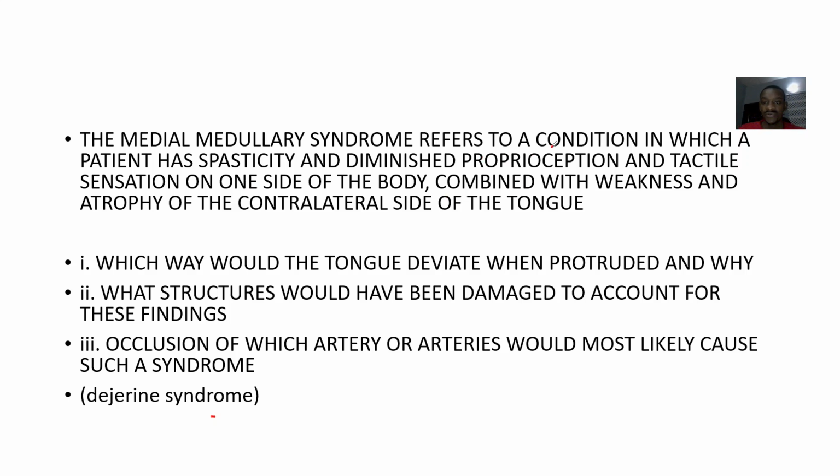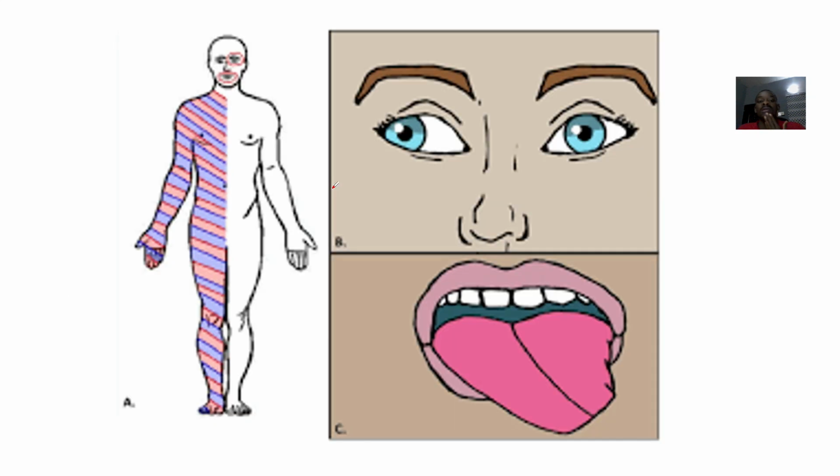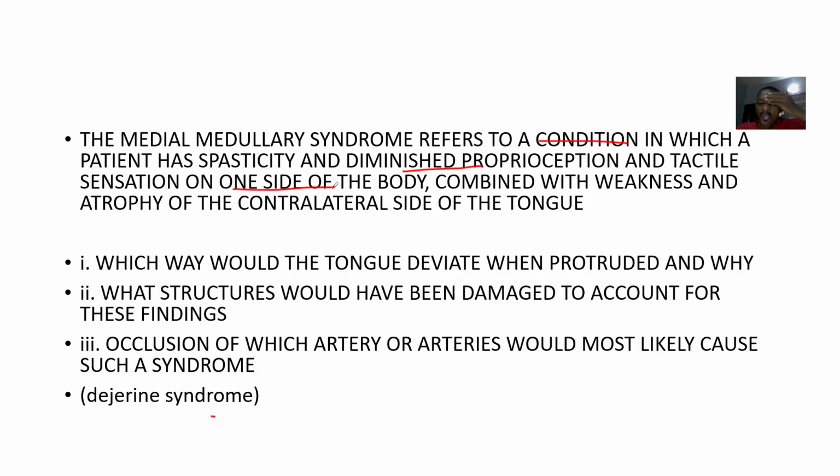So here they describe the medial medullary syndrome before starting to talk about it. They said that it actually refers to a condition in which a patient has spasticity and diminished proprioception and tactile sensation on one side of the body, combined with weakness and atrophy of the contralateral side of the tongue. All right.